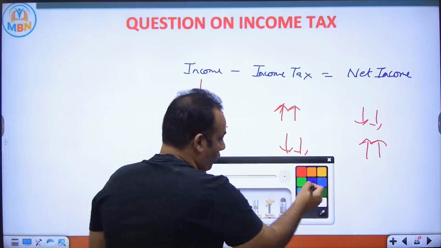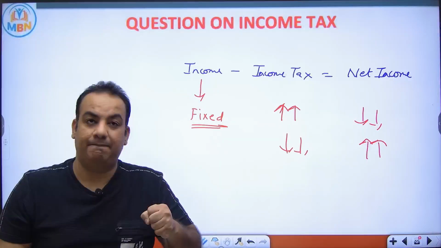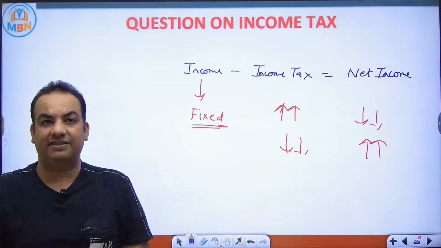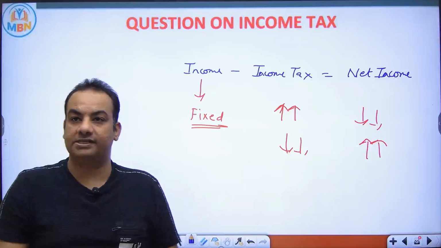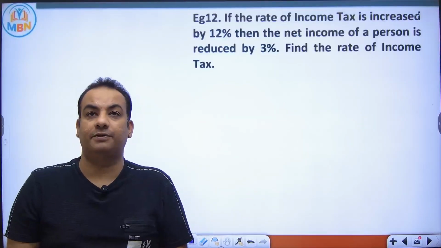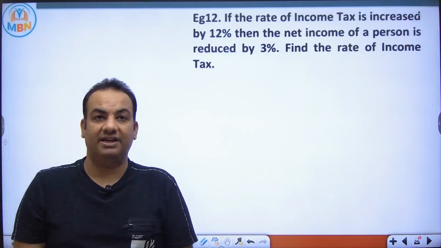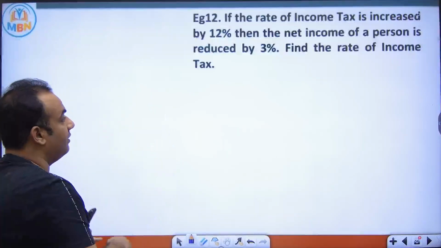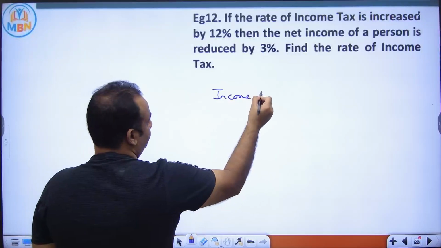And one more thing which is very important. If the income is fixed, if income tax is increased by 10,000, net income will decrease by 10,000 for sure. This is the logic which will be used in further questions. Please see this. If the rate of income tax is increased by 12%, then the net income of a person is reduced by 3%. What is the rate of income tax? Previous year question. Okay, now see. If the rate of income tax, so I am writing here that this is income tax.